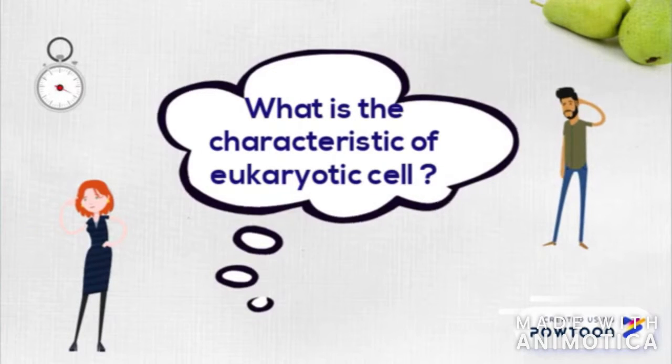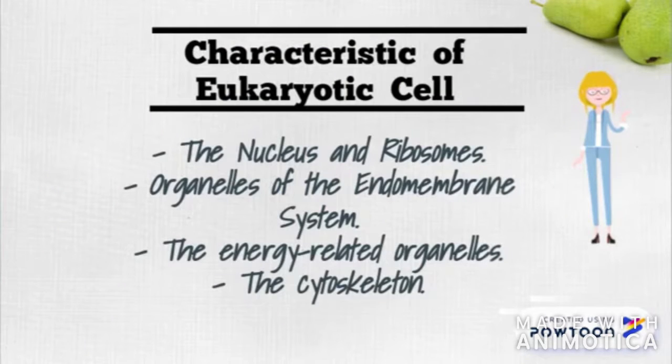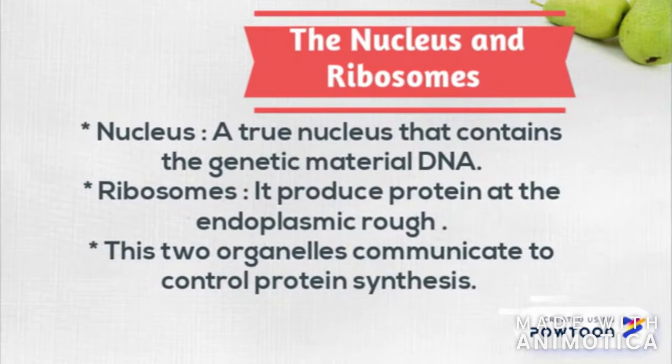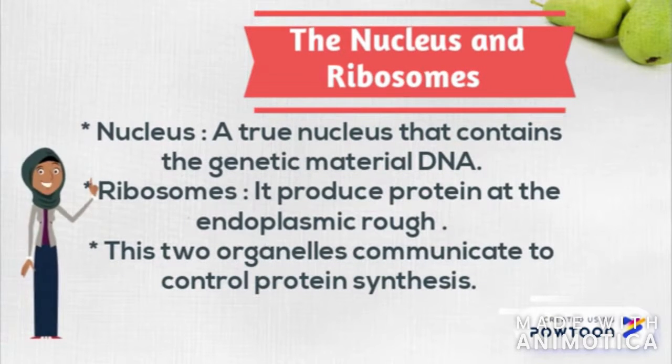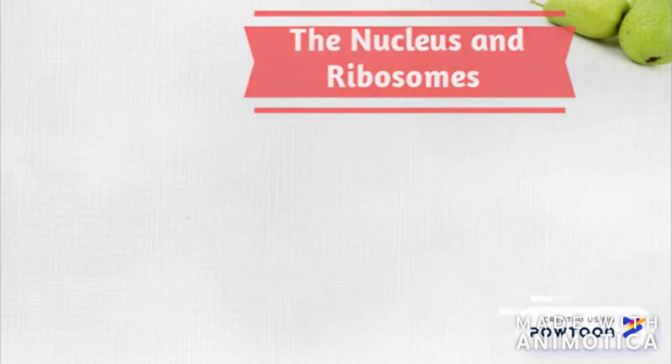What are the characteristics of eukaryotic cells? The organelles can be divided into four categories: the nucleus and ribosomes, organelles of the endomembrane system, the energy-related organelles, and the last one, the cytoskeleton. The nucleus and ribosomes. The nucleus is a true nucleus that contains the genetic material DNA. The ribosomes produce protein at the endoplasmic reticulum, and these two organelles communicate to control protein synthesis.